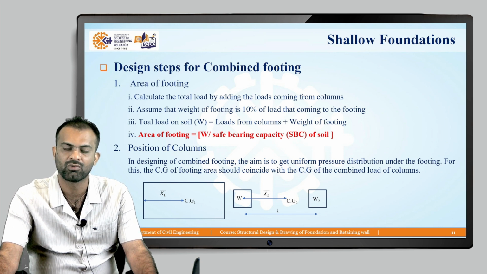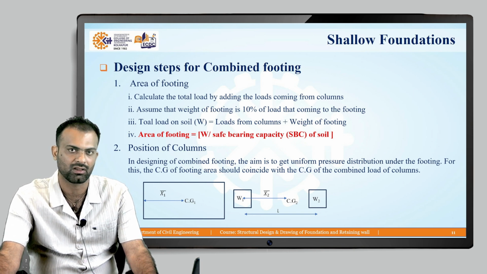From one column W1 load is coming, from the other column W2 load is coming. So we have to find the CG of these two loads. How are we going to find the CG of two loads? You have already gone through strength of materials, where you calculate the CG of a particular shape. Usually, to find the CG of these two loads from one reference point, it is W1 into the distance of W1 from the reference point plus W2 into the distance of W2 from the reference point, divided by the sum of the two loads.